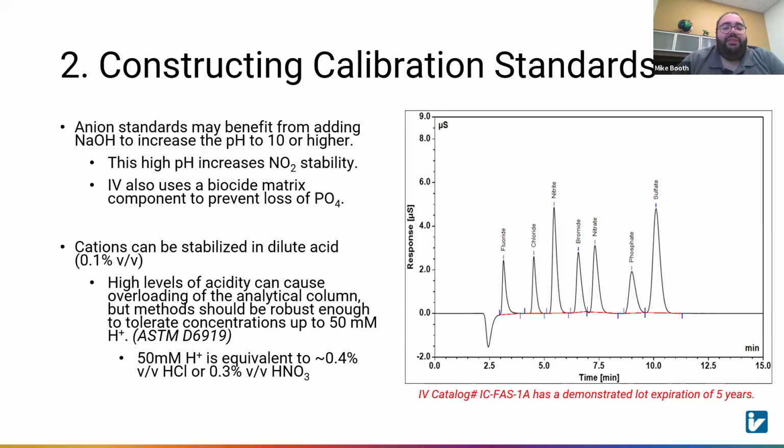So this is actually called out in one of the ASTM methods that I've referenced on this slide. But it does also state that your method should be robust enough to handle 50 millimolar acid, which, if you work that out, is about 0.3% nitric acid. And that's, again, in your stock standard. So if you dilute that further in water, you're lowering that acid concentration. It's just a good idea to stabilize some of the cations in dilute acid, but again, you don't want to add too much. So that is something to be concerned about a little bit.